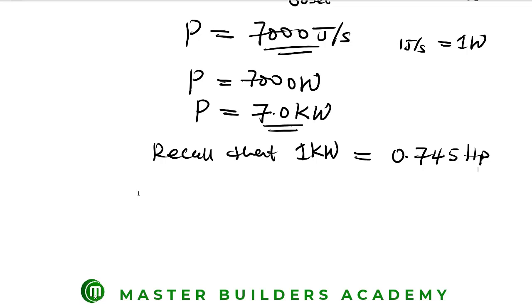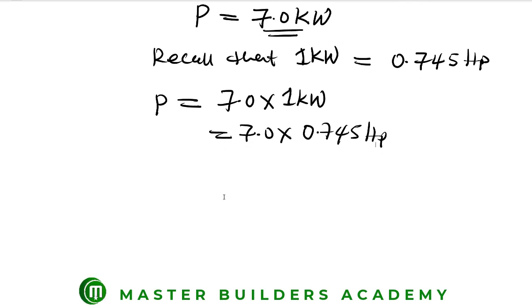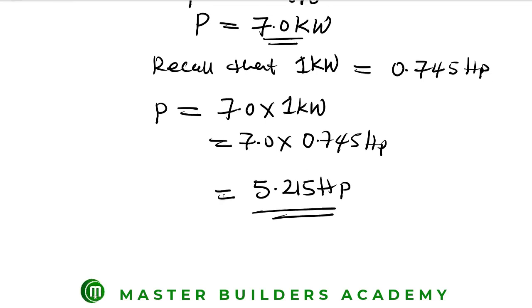So now we record that 1 kilowatt is equivalent to this, right? So what we just need to do now is to have that P is equal to 7.0 multiplied by 1 kilowatt. This is what this represents, right? So this becomes 7.0 multiplied by what is 1 kilowatt? 0.745 horsepower. And then by the time we multiply out, our final result of this solution is 5.215 horsepower. This is the final answer to this question.